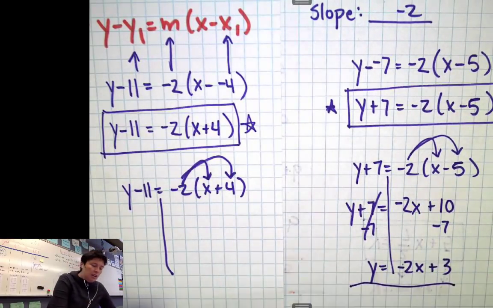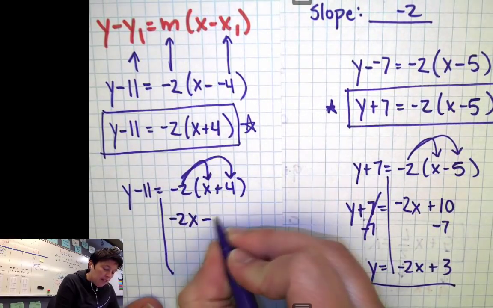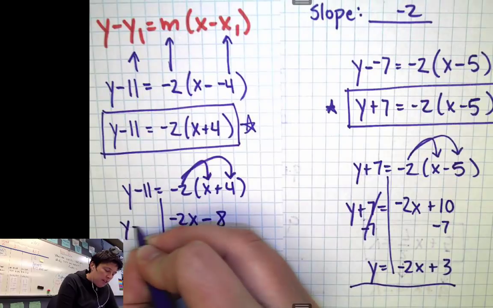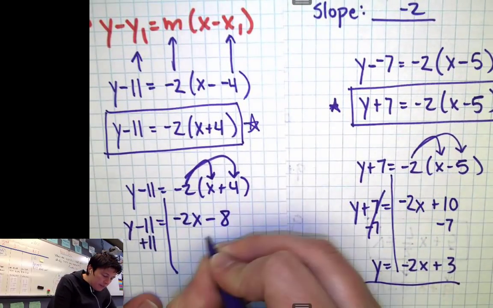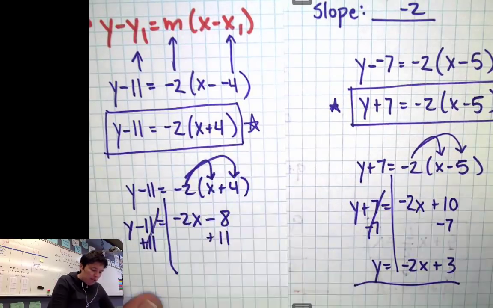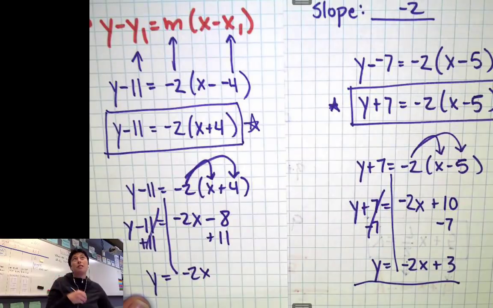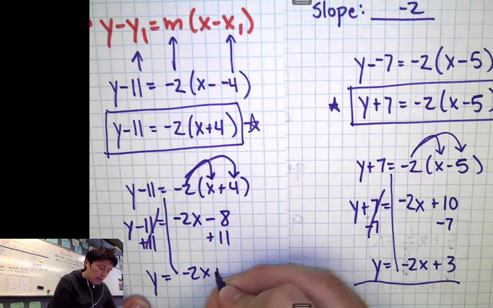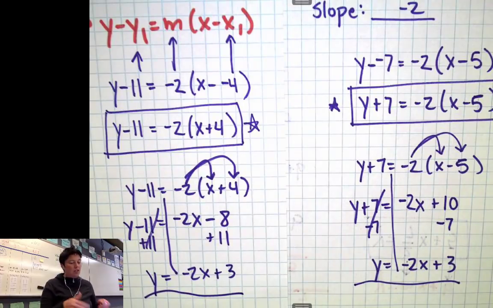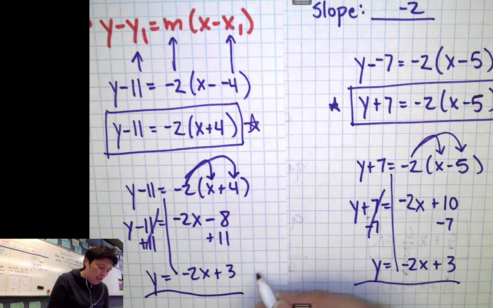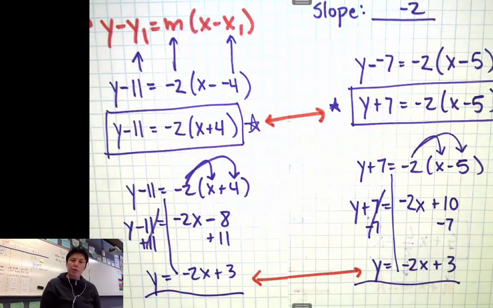Let's check the other one. Negative 2 times x is negative 2x. Negative 2 times 4 is negative 8. So y minus 11 equals negative 2x minus 8. Let's add that 11 over. Maybe this is what you guys did too. And that's going to be y equals negative 2x. Negative 8 plus 11 is 3. Positive 3. There we go. Awesome. There's my evidence. This just proved that these are equal. Therefore, these are equal. That's my proof.